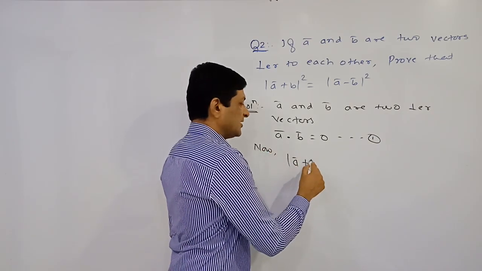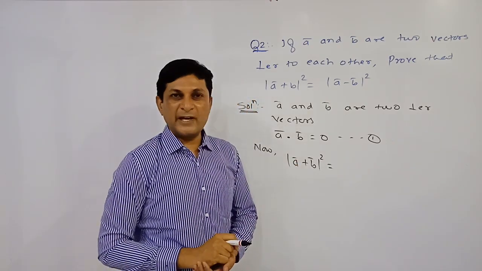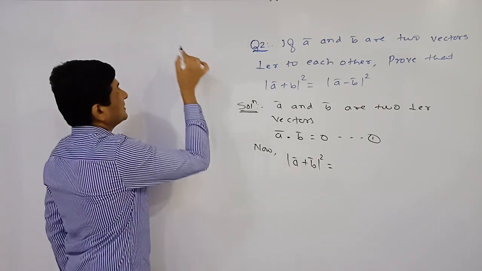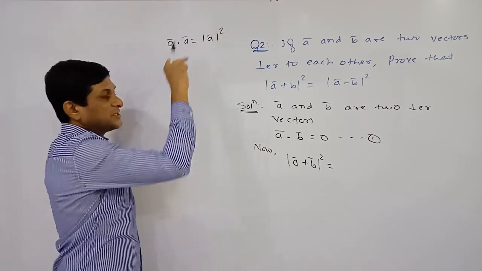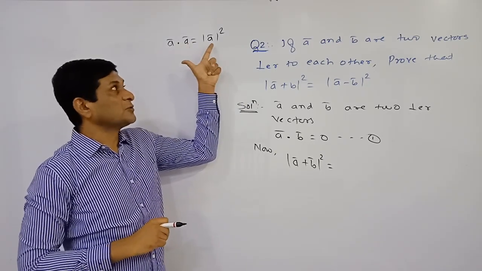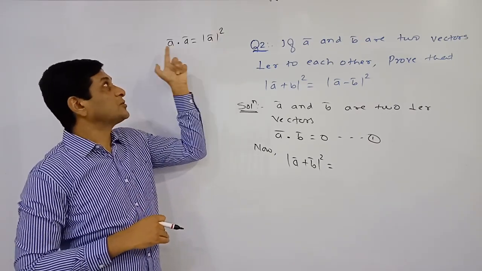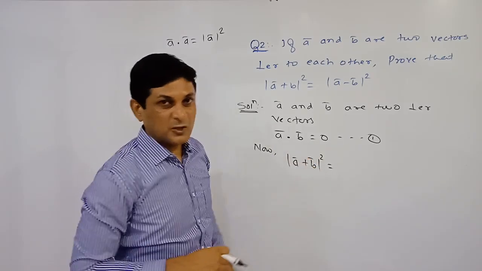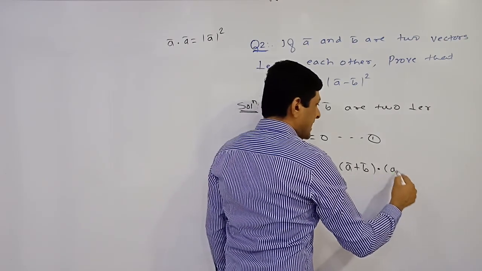So square of magnitude of a bar plus b bar, which is equals to, let us try to find out the value of the square of the magnitude of a bar plus b bar. In dot product, we have seen one result that a bar dot a bar will be equals to the square of its magnitude. This is one of the important results which you have got in dot product. That dot product of the same vector is equal to the square of its magnitude, or in other words, the square of magnitude means dot product of the same vector. So the square of magnitude is nothing but the dot product of the same vector here, which is the vector a bar plus b bar dot a bar plus b bar.